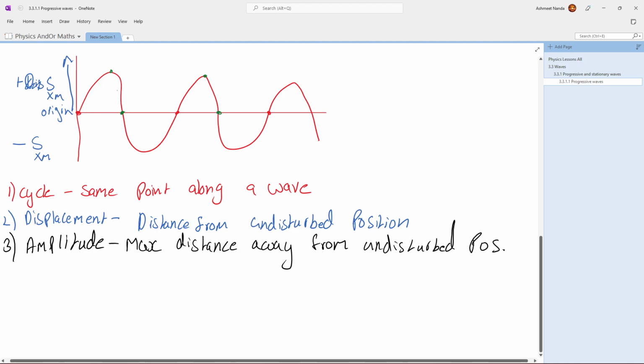Now that means the amplitude would be this. That's the amplitude. That's the amplitude over there as well. So these both are the amplitudes.